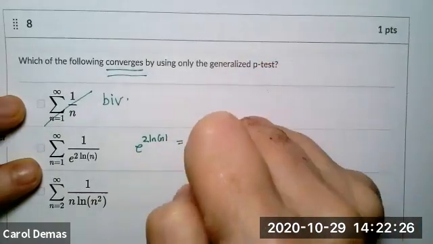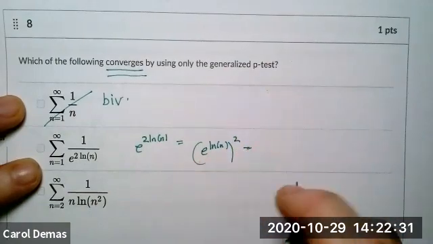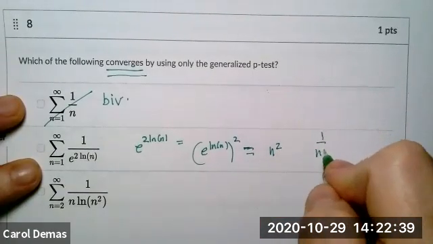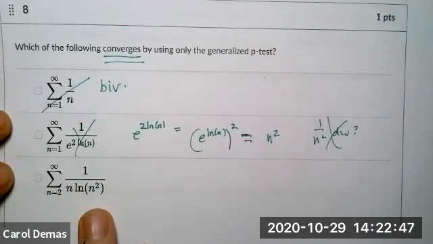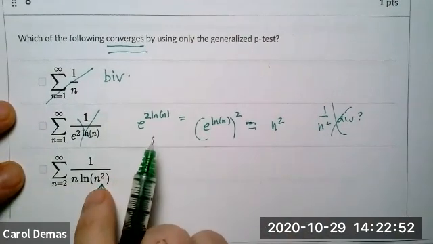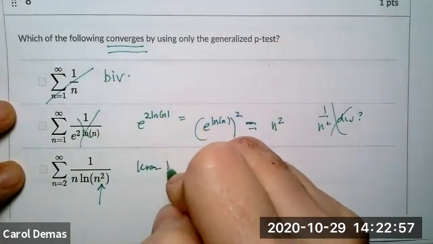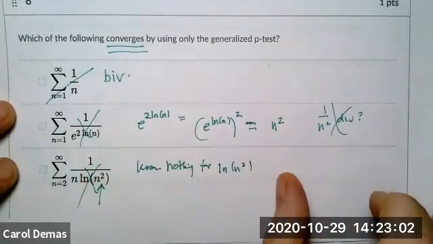You can write that as e to the log of n, squared. What's e to the log of n? N. So that's n squared. So does 1 over n squared diverge? No. So it's not that one. Okay, what about this one? Okay, he didn't say anything about generalized p-test for the log of n squared. So that's not it either.